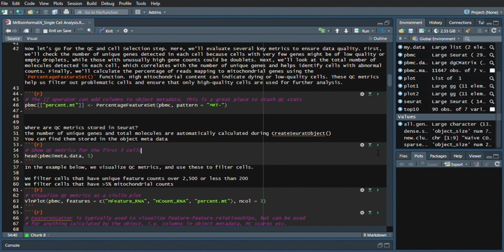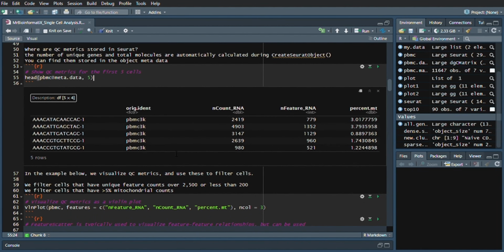In Seurat, QC metrics are stored in the object's metadata. When we create a Seurat object with CreateSeuratObject, it automatically calculates and stores metrics like the number of unique genes and total molecule counts in this metadata. To view these metrics, we can access the metadata slot of the Seurat object. For example, we can write head and then PBMC@meta.data and we put 5 to extract the first 5 cells. Let's run our code.